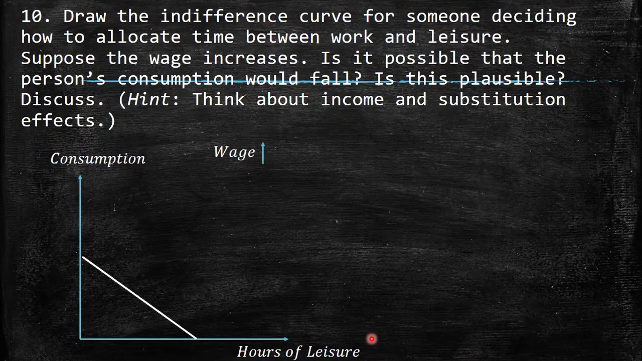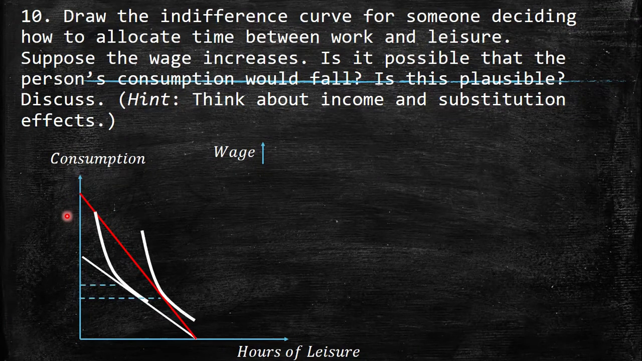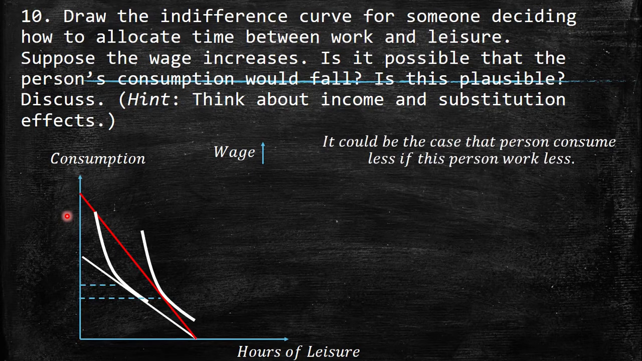So here is the situation where the wage increases. So naturally your budget constraint moves on the y-axis, and it gets cheaper. And then this is the situation where consumption falls. And why? This could be the case that the person consumes less if this person naturally works less, right? And this person has more time.